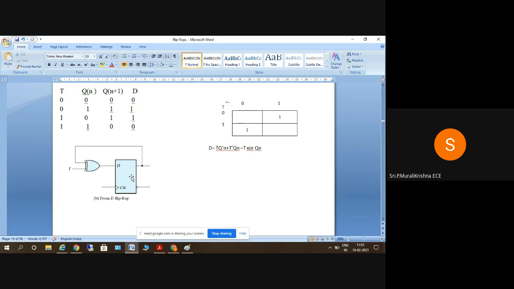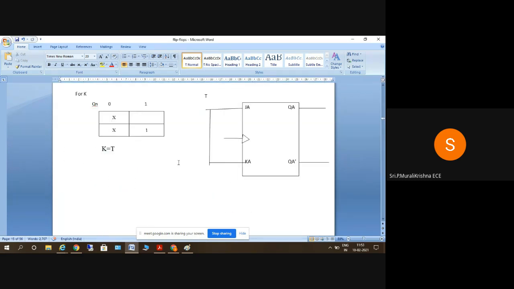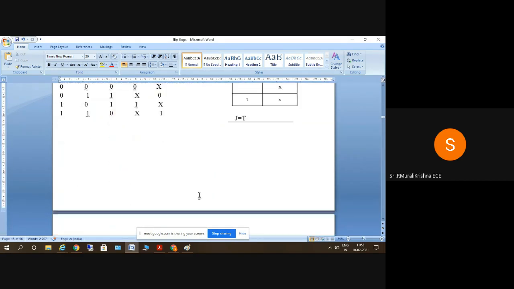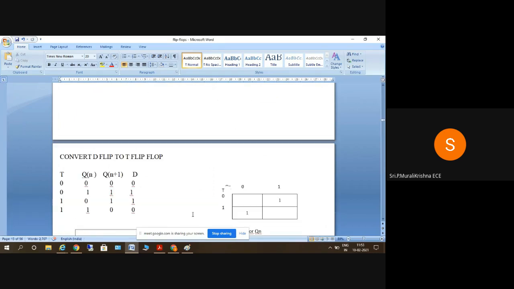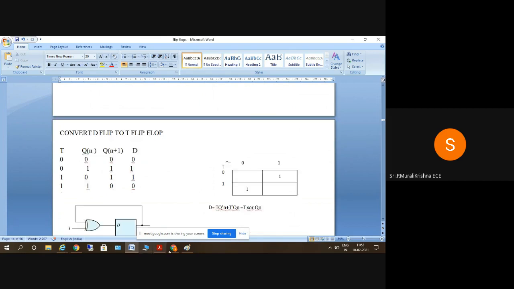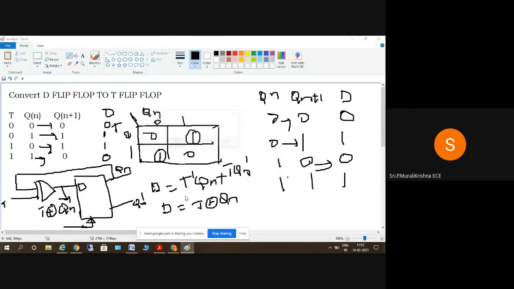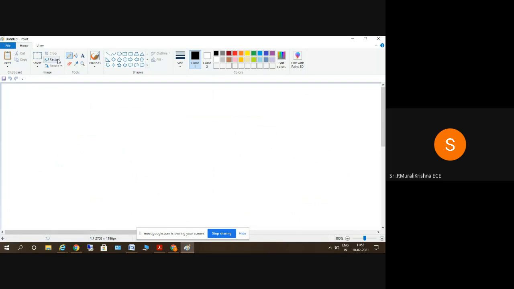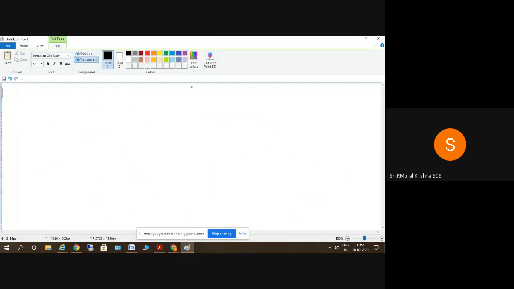The next one. Take down the next one. So we are done with JK to T and D to T. So we'll convert JK to D flip flop. Okay, so the problem is convert JK to D flip flop.